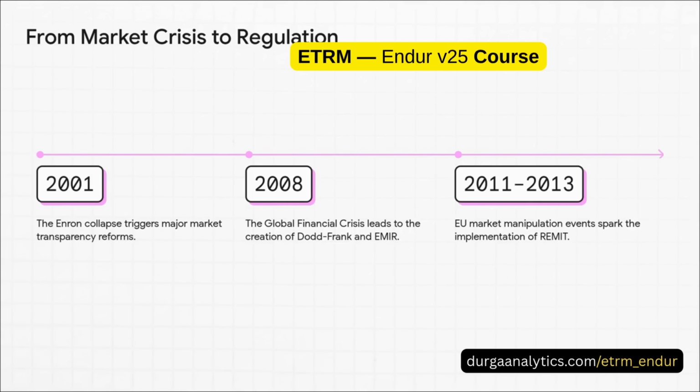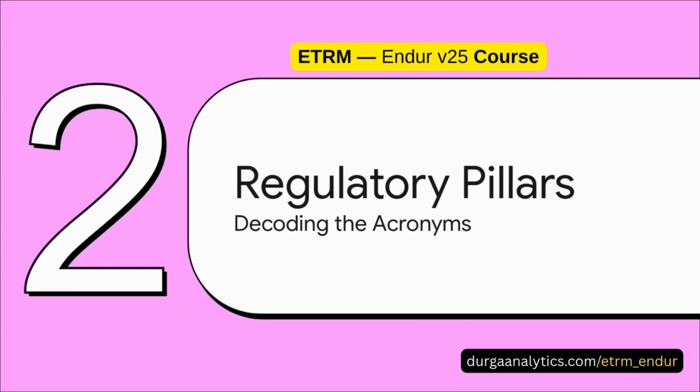You've got the Enron collapse in 2001. Bam! That kicks off huge transparency reforms. Then the 2008 global financial meltdown. That directly leads to Dodd-Frank and EMIR. And then, a few years later, market manipulation in the EU. Well, that sparks the creation of REMIT. These events literally force the industry out of the shadows of the old, opaque OTC markets and into the supervised, highly regulated world we're in now. All right, so with that history in our back pocket, let's now see how all those reactions came together to build the framework you have to navigate every single day.